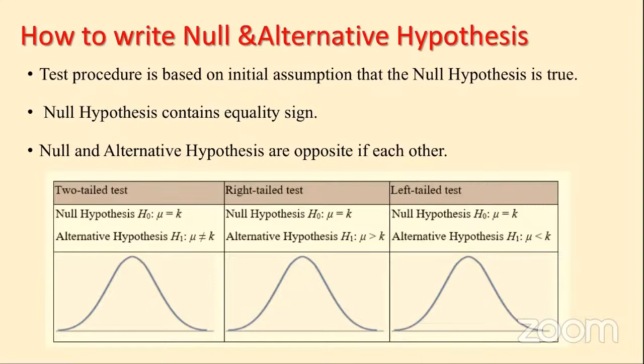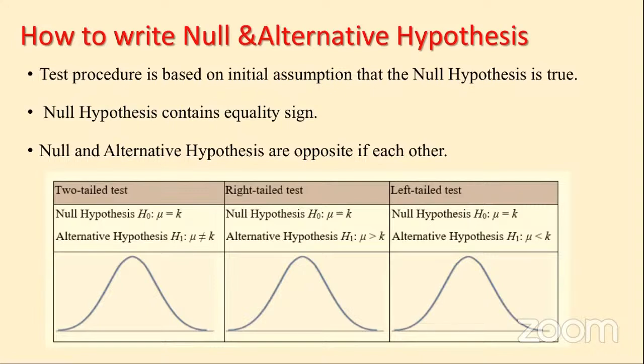Whereas the alternative hypothesis, because it is the opposite of the null hypothesis, may have a not equal to sign, a greater than sign, or a less than sign, as I have shown here in the table. Based on that information, if you look at the first column in the table, if we have a not equal to sign in the alternative hypothesis, the hypothesis test that we'll be performing there is two-tailed. It is called the two-tailed test.